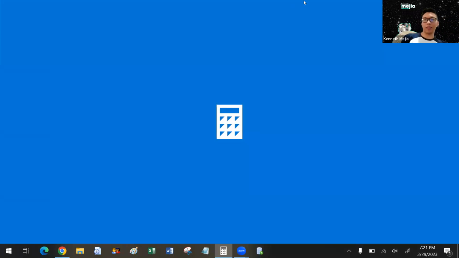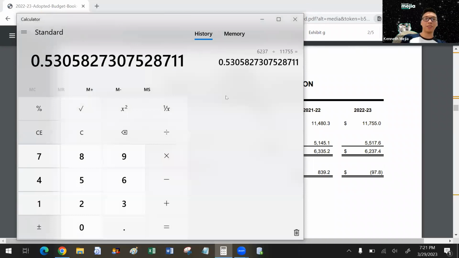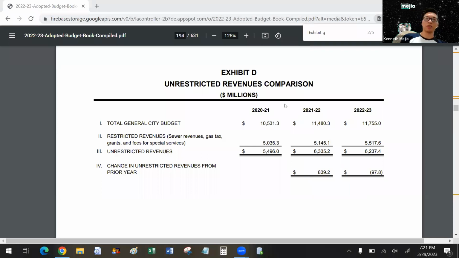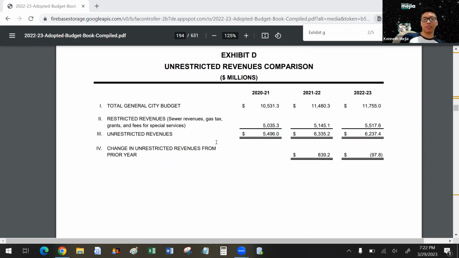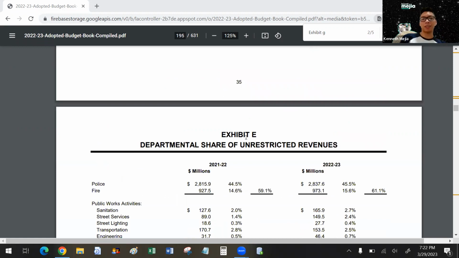So, if you wanted to do a little bit of math, you can bust out a calculator and divide it by 11,755, and you can see unrestricted revenues make up 53% of the city budget, and 47% make up restricted revenues. So just a reminder, unrestricted revenues are funds the city could spend on literally anything they want, and there's a lot of discretion on how those funds could be used, versus restricted revenues, which can only be spent on specific purposes. So if we go down here, people are like, well, Kenneth, what do we spend our unrestricted revenues on?